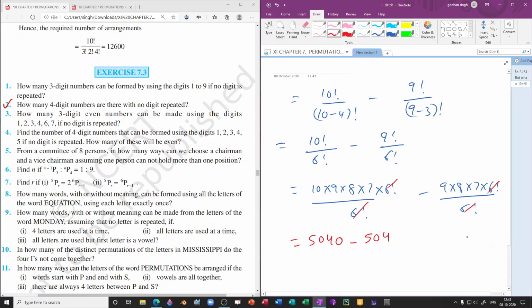This will give us 5040 minus 504. So 1 will carry from here, it becomes 10, 10 minus 4 is 6, this becomes 3. 1 will be taken from here, it becomes 10 minus 5, that is 5, and it becomes 4. So the answer is 4536. So the required answer of question number 2 is 4536.